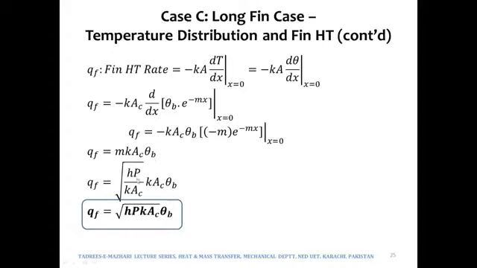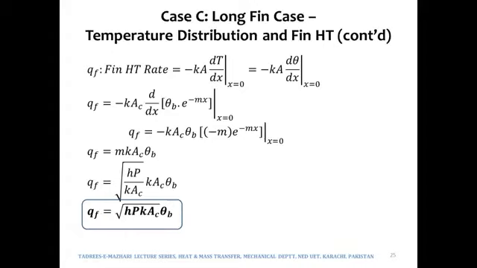Now m is root of hP over k Ac, and k Ac over root k Ac would give us root k Ac. So in the root sign we would have hP k Ac times theta b. So that would be the expression for the fin heat transfer rate.